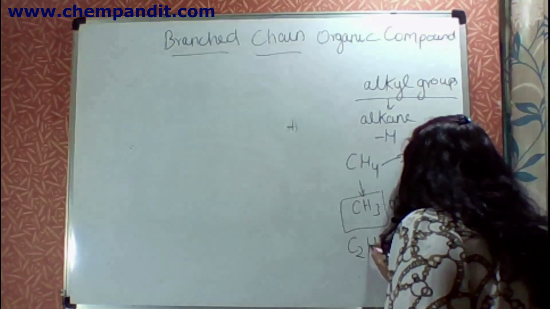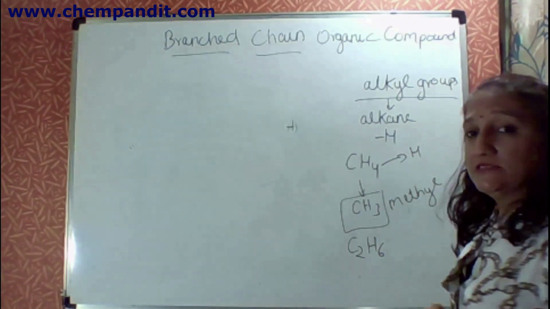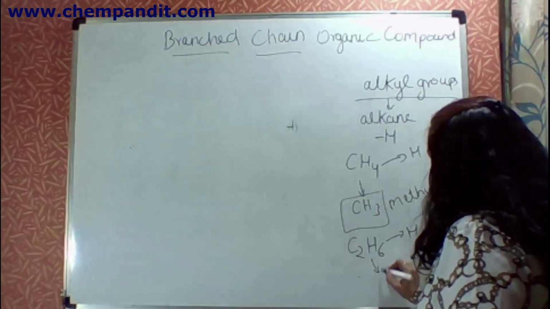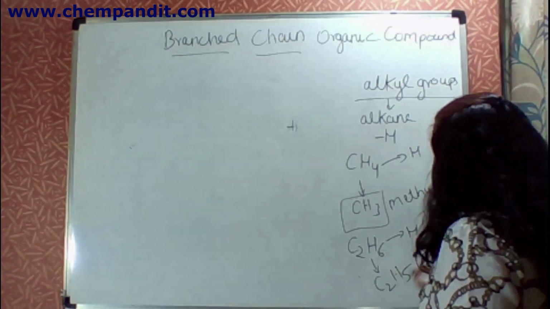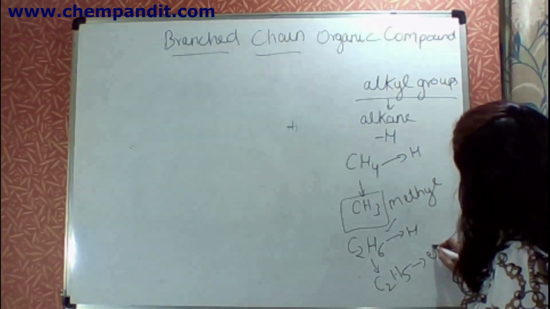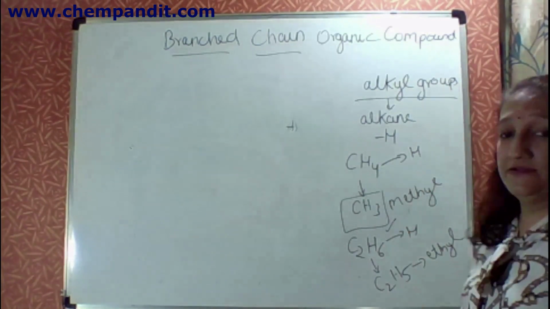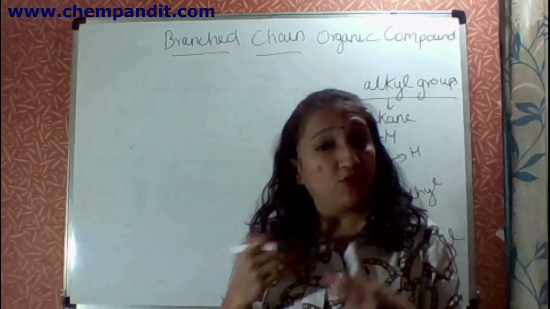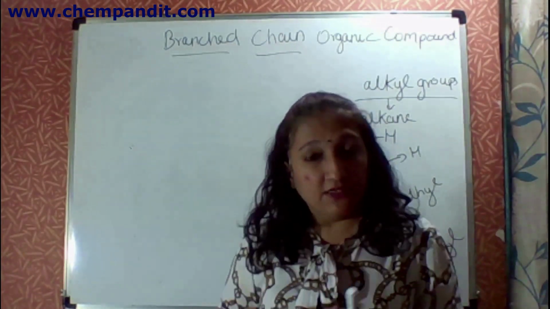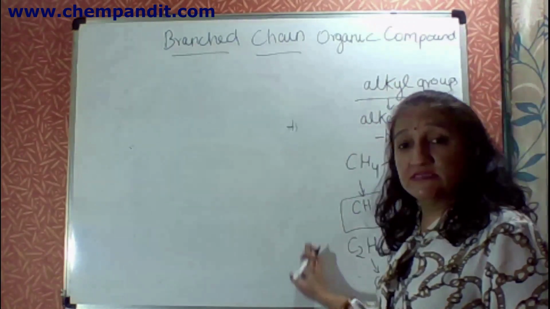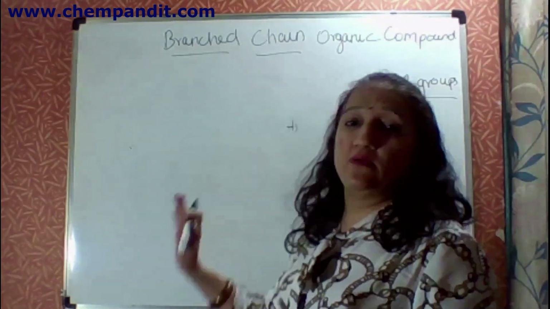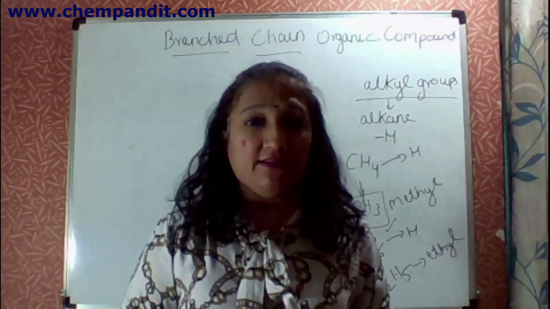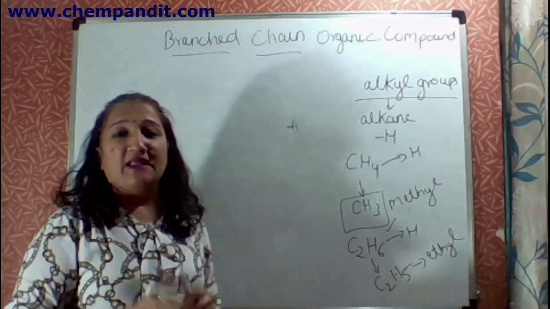Suppose this is C2H6. C2H6 is ethane. You kick off one hydrogen from this molecule and this molecule becomes C2H5. So this is ethane. This will become ethyl. Right? So methane gives methyl, ethane gives ethyl, propane gives propyl, butane gives butyl. So these are alkyl groups, and these are mostly found as branches in a branched chain organic compound. I think I am quite clear in this now, right? So I hope you people are getting the point.